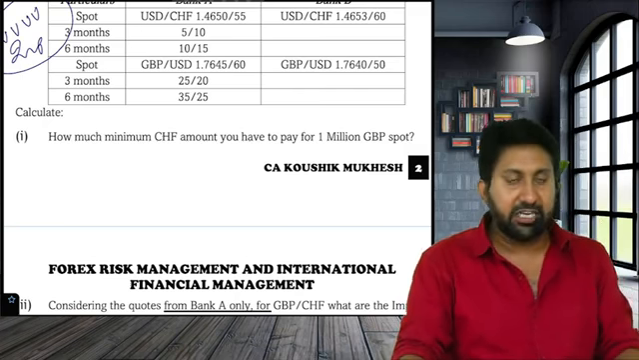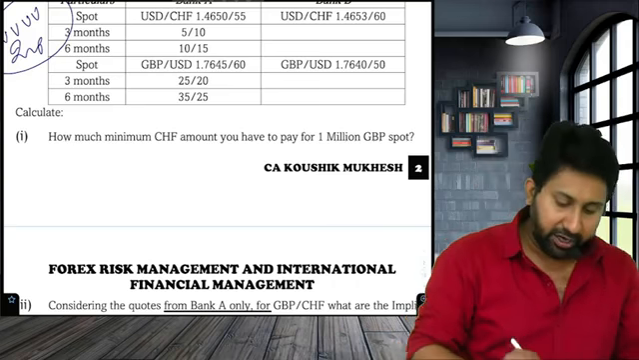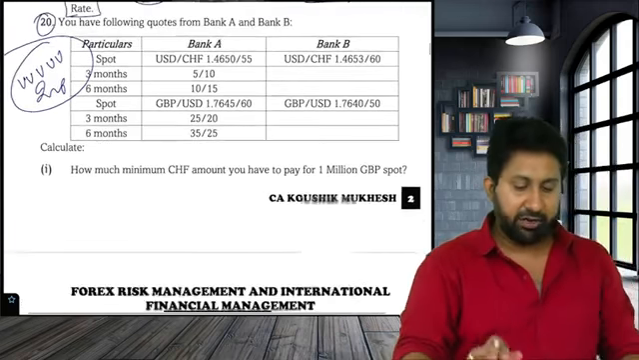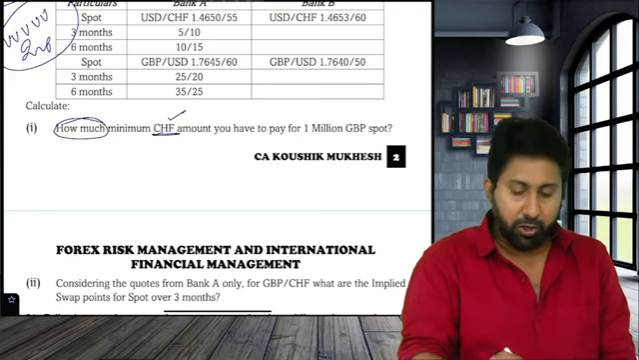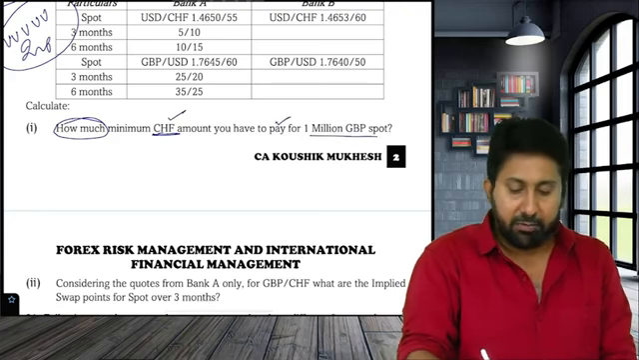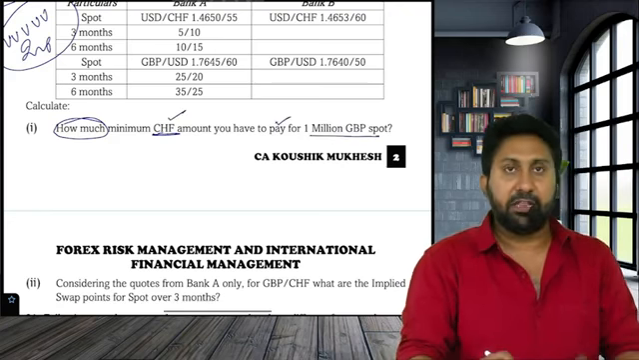We want to buy the GBP using CHF. So we want to calculate what rate? Let us try to understand the query. How many units of CHF amount you have to pay for 1 million GBP? That means we want to buy the pounds by spending CHF. Now tell me how to code this particular transaction. We want to buy pounds. Bank has to sell pounds. Bank sells at a higher rate.